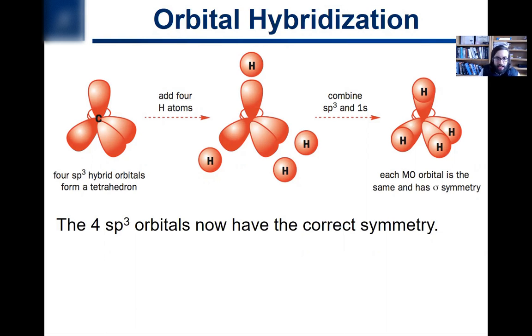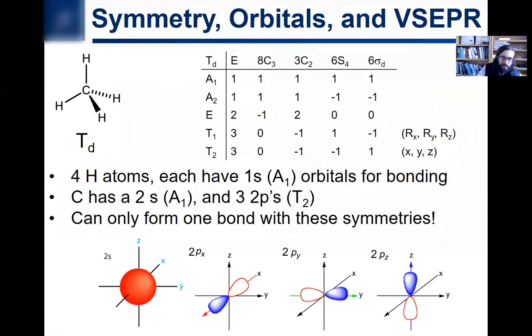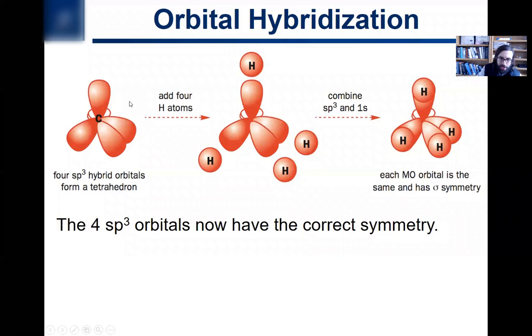Okay, and so what he said is, hey, I'm going to take that 2s orbital, I'm going to take those 3 p orbitals on carbon, I'm going to mix them together and make a new type of orbital. I'm calling them sp3 orbitals because it's 1 s and 3 p's together. And those are going to have the right symmetry, this Td type symmetry, to bond with hydrogen. They're actually going to have A1 symmetry, the same symmetry as the s orbitals do on hydrogen.